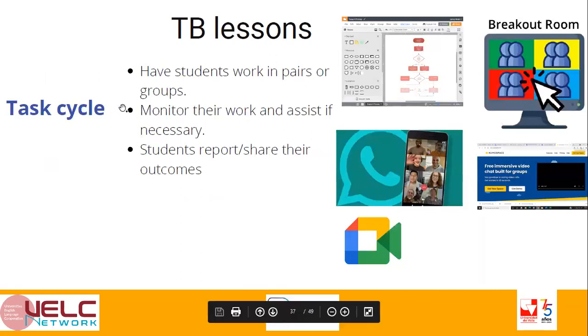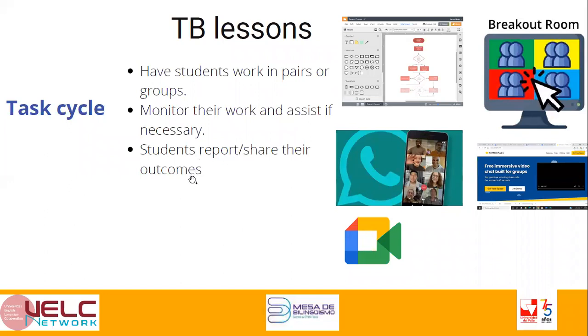The task cycle: you have students work in pairs or groups, you monitor their work and assist if necessary, and then you have students report or share their outcomes. What tools can you use for this? Any tools that favor student-student interaction, group work or pair work, that we have already mentioned. And for sharing their results, it is student to whole class interaction. So it's going to be the students sharing their screen and playing the role of the teacher.